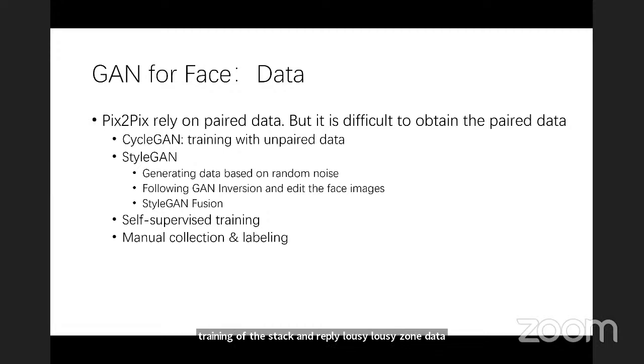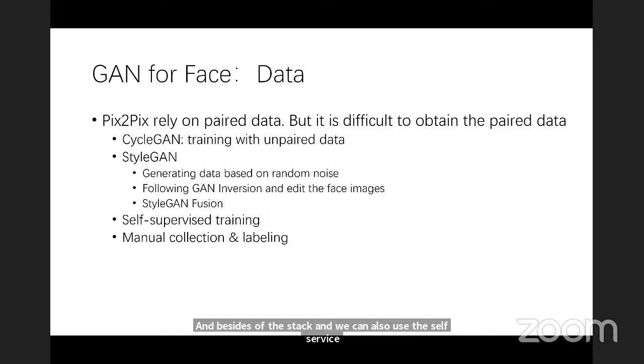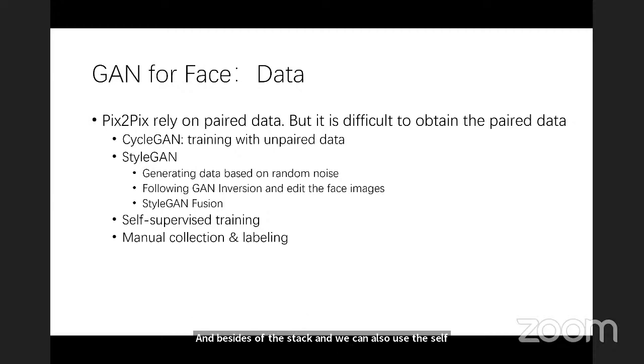So if we already have a large set of data to train the StarGAN, then it is possible we can use the StarGAN to generate numerous data for the training of other tasks. And besides the StarGAN, we can also use self-supervised learning to train on the data. And in the industry, actually, manual labeling and manual collection are also very important steps to get the data.